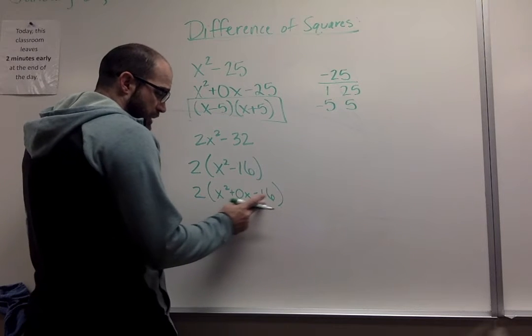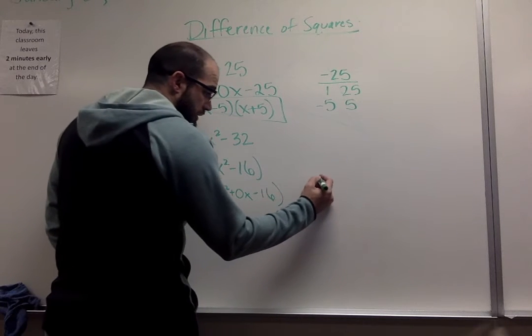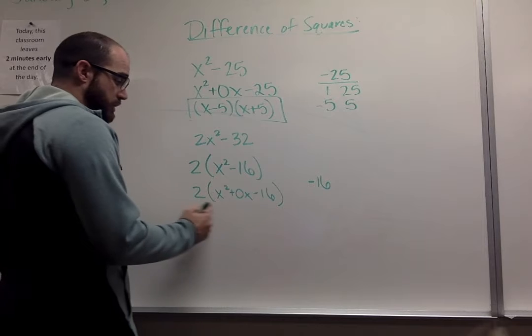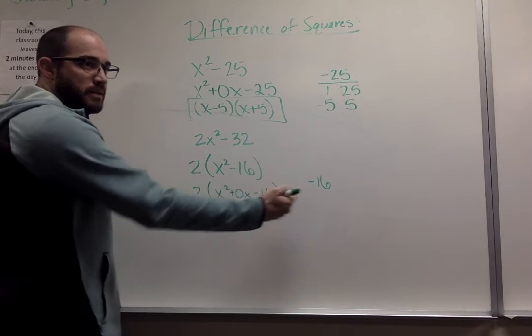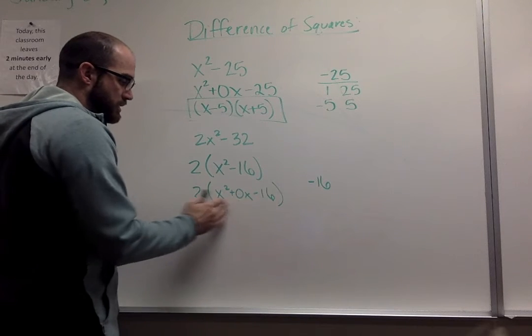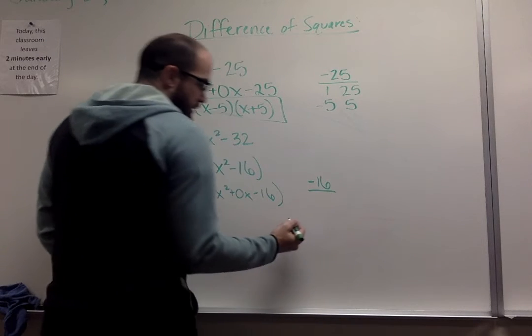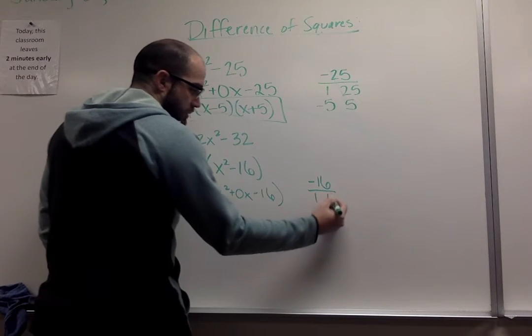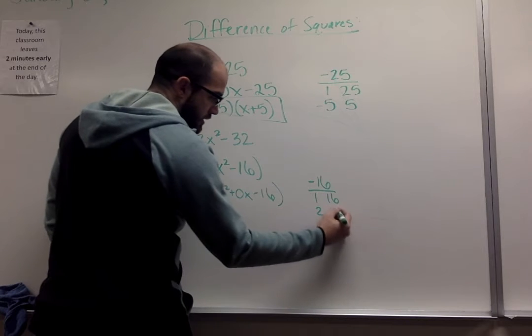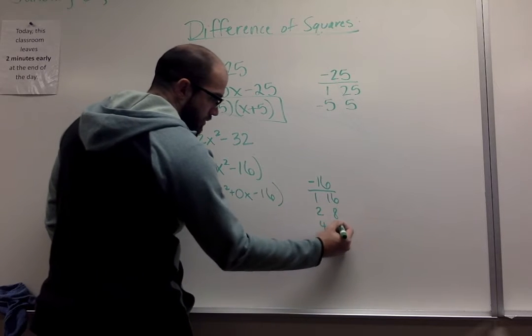So then from here, I would list my factors of my negative 16. Notice I didn't multiply the 2. We already factored it out. I didn't multiply it times the x squared. I'm looking inside the parentheses here. There's a 1 here. 1 times negative 16 is negative 16. So I list its factors. So I've got 1 and 16, 2 and 8, 4 and 4.